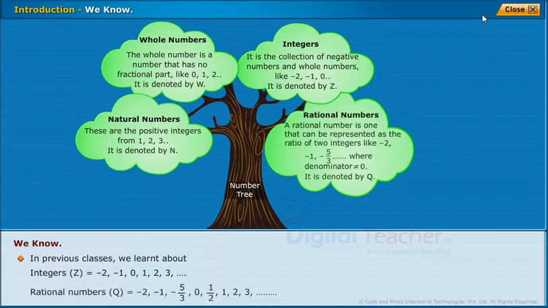Rational numbers. A rational number is one that can be represented as the ratio of two integers, like -2, -1, -5/3 and so on, where the denominator is not equal to 0. It is denoted by Q.